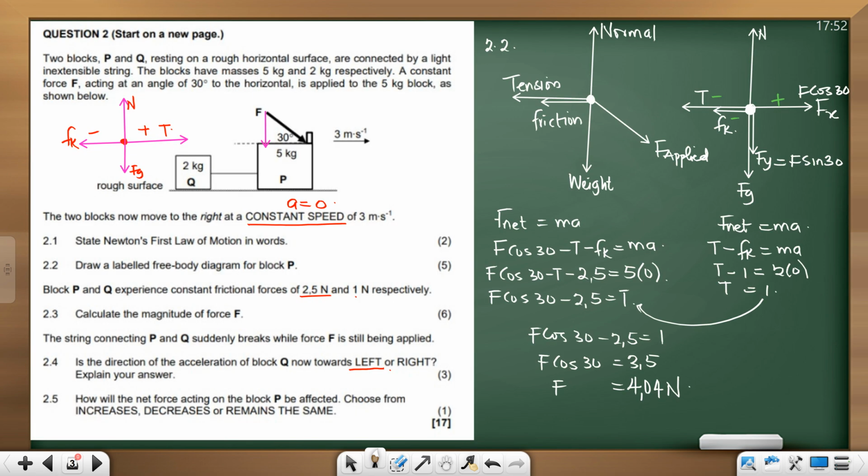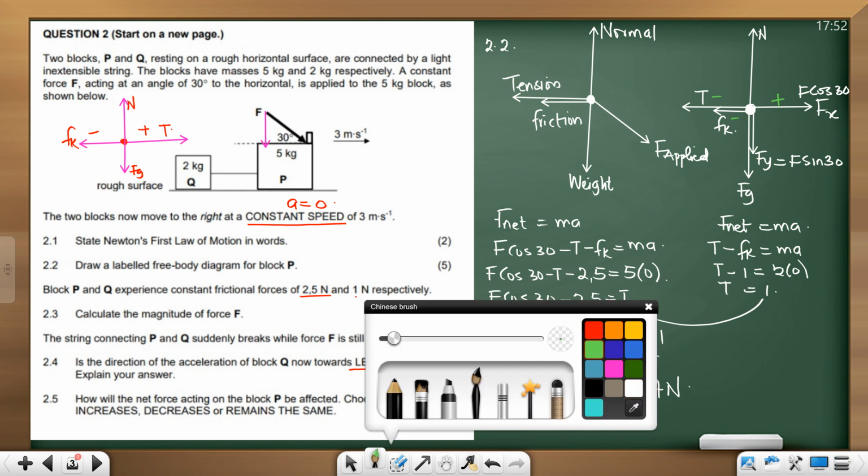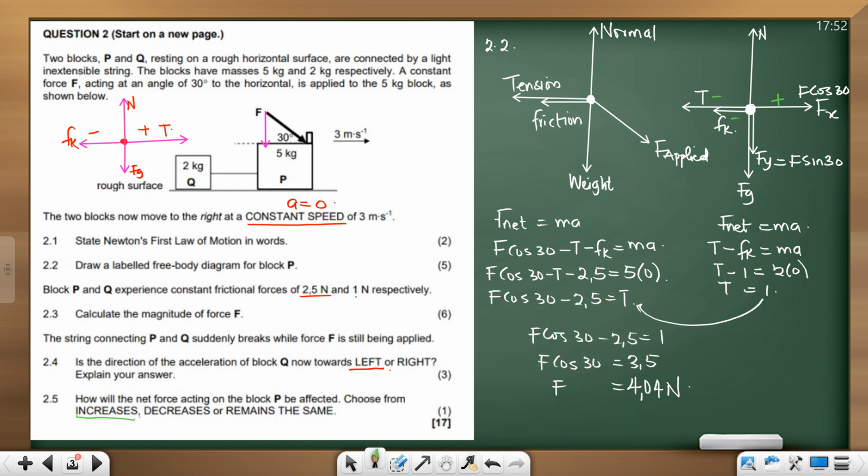All right. How will the net force acting on the block P be affected? Choose increase, decrease, or remain the same. The string is now broken. You can always use your free body diagram to check. The net force was the positive 1 minus the negatives. Now we are removing 1 negative. We are only left with 2. Definitely it will increase. I hope it makes sense, because we are removing a force that was pulling it in the opposite direction.